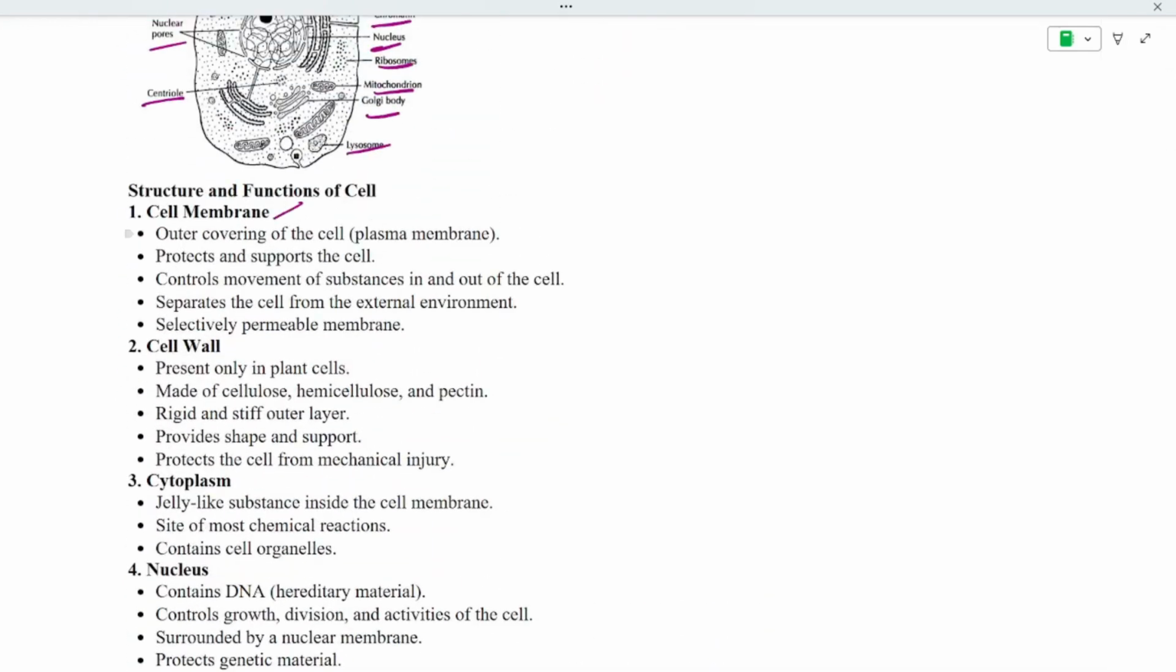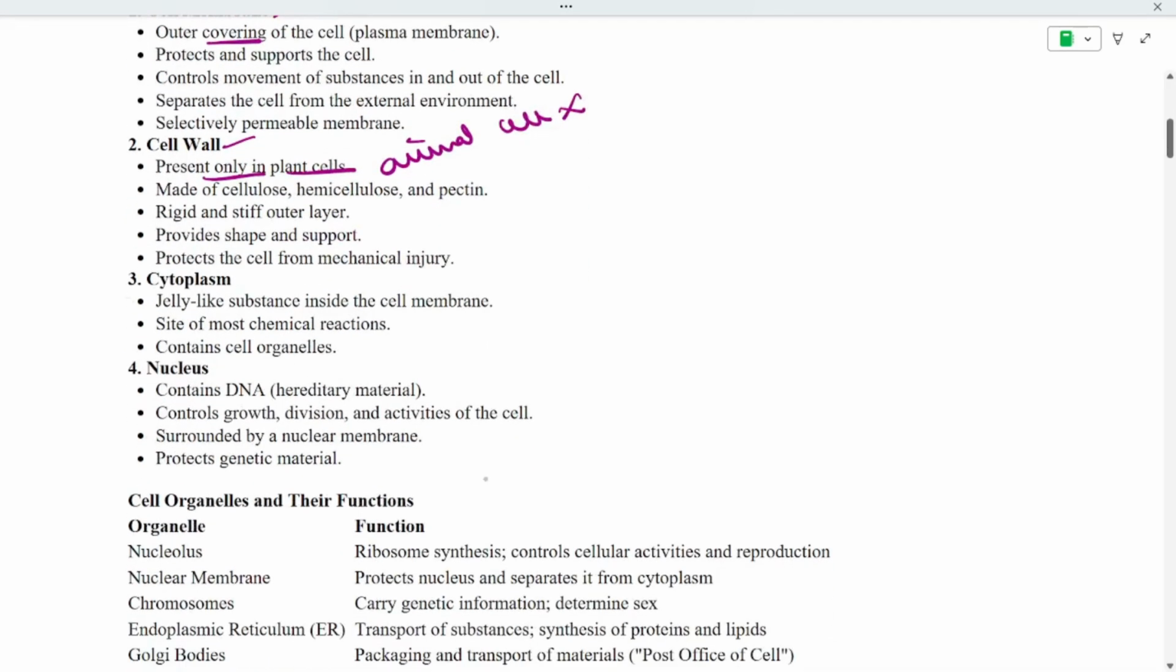The cell membrane is the outer covering and the cell wall is present in only plant cells. In animal cells it is absent. In animal cells it is absent. Cytoplasm is a jelly like substance inside the cell membrane. Site of most chemical reactions happen here in the cytoplasm, which contains cell organelles.